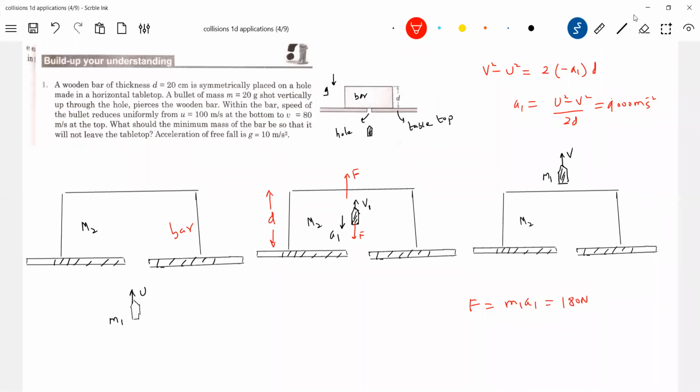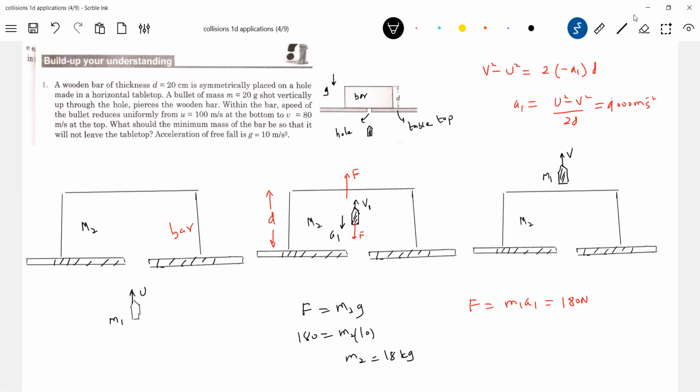Then what should be the mass of the bar? F should be equal to M2 G, so you know 180, and G is 10, so M2 is 18 kg. If the mass of the bar is less than this, it will lose contact. A very, very simple problem.